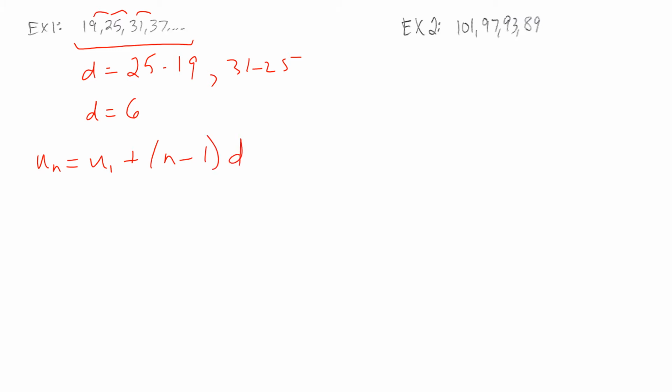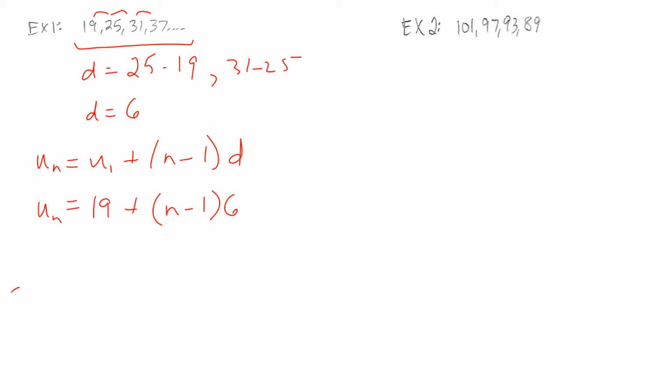And then plug in something that you know. So I know the first term is 19. That's u sub 1. And I know the common difference is 6. So I have a general formula, and you could simplify that if you want. You can leave it like that.